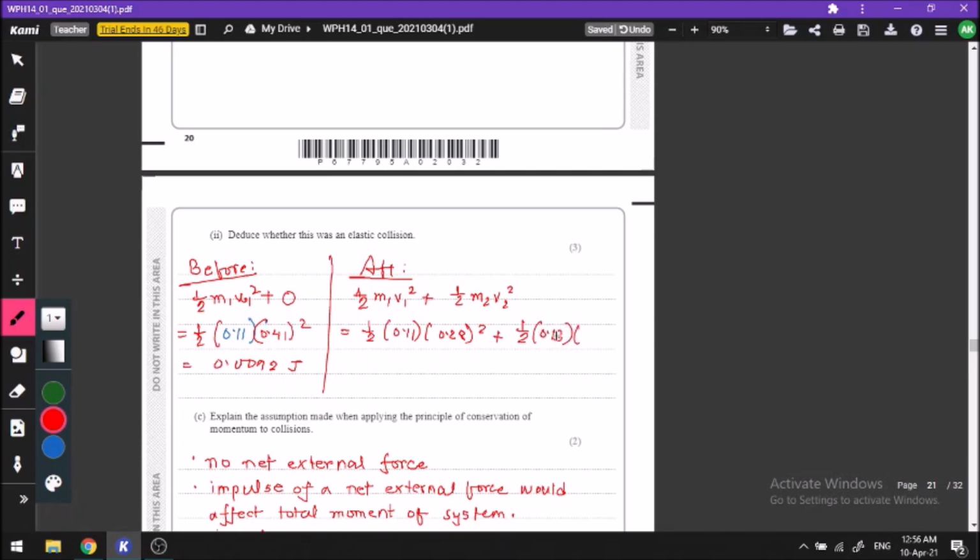The mass of the second puck, 0.13, was given on the previous page, and its velocity we just found to be 0.26 in our answer. So adding these two will give you the total kinetic energy of the system after the collision to be 0.0044 joule. As you can see, the kinetic energy after the collision is less than the kinetic energy before the collision. So the kinetic energy has not been conserved. So it is an inelastic collision.